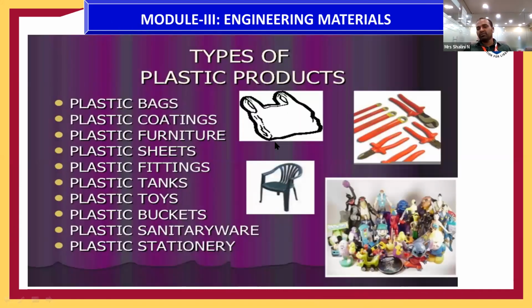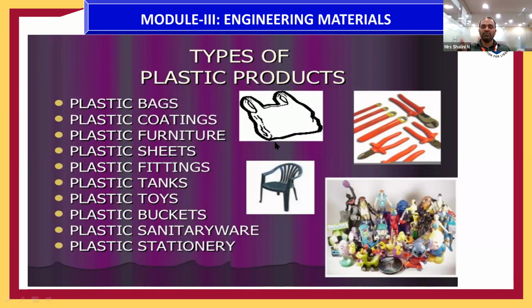Now, the types of plastic products are plastic bags, plastic mugs, plastic coatings, plastic furniture, plastic sheets, plastic fittings, plastic tanks, plastic toys, plastic buckets, and plastic sanitary ware, etc. These all are the types of plastic products. Types of plastics are different, and types of plastic products are different.